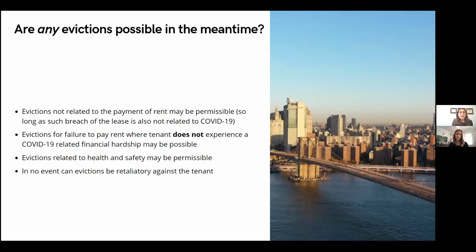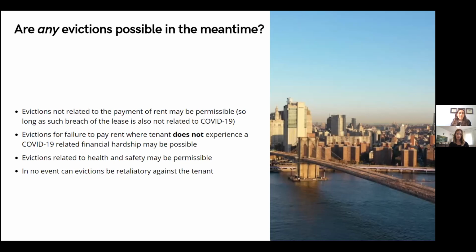Another eviction that may be permissible during this time is an eviction related to health and safety. As I had mentioned before, perhaps too many occupants in a unit violates a building code or health and safety code. So there might be some instances where you can evict a tenant based on that. Or perhaps the building needs to undergo certain repairs and construction for safety requirements, and that may be permissible.